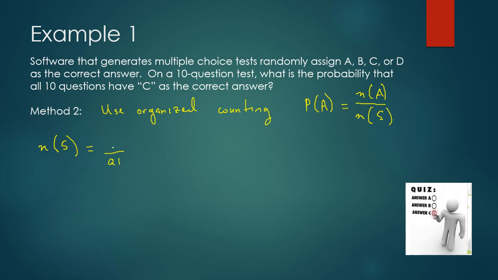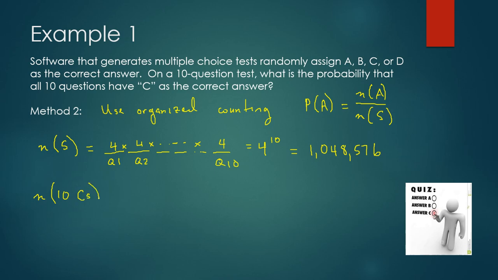So for Q1, there's 4 options for the answer, A, B, C, or D. For Q2, there's 4. You could set up an FCP calculation if you'd like, but hopefully you're convinced that you get 4 options for each question. That's going to result in 4 to the power of 10. This is just using the fundamental counting principle. And we get that familiar number from our previous work, 1,048,576.